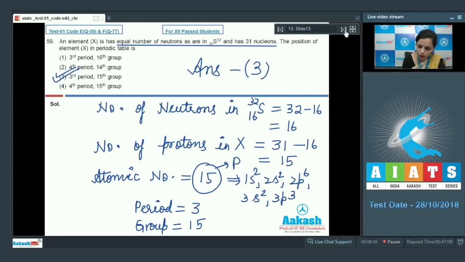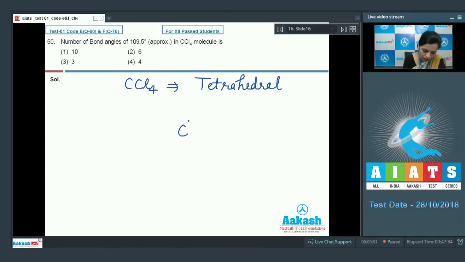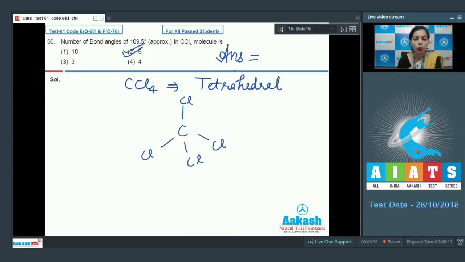Now after this, we have the next question. Question number 60. The number of bond angles of approximately 109.5 degrees in a CCl4 molecule is. For this, we have to just see what is the structure of this CCl4 molecule. It is tetrahedral and the structure can be drawn in this way. And if we consider this molecule in space, we will identify that the total bond angles of 109.5 degrees in the case of CCl4 are 6. So we can mark here the correct answer for this particular question is option 2. I hope this question is clear to you.